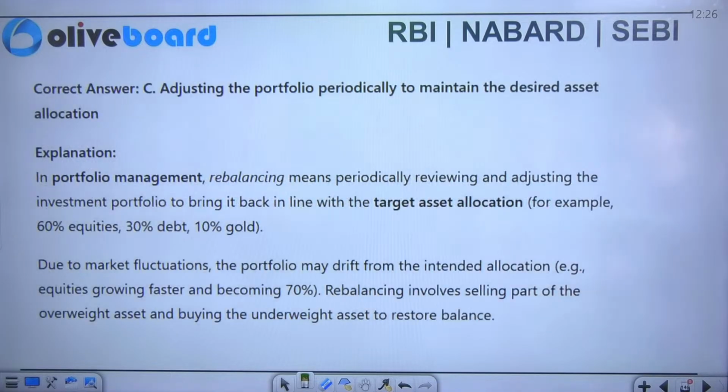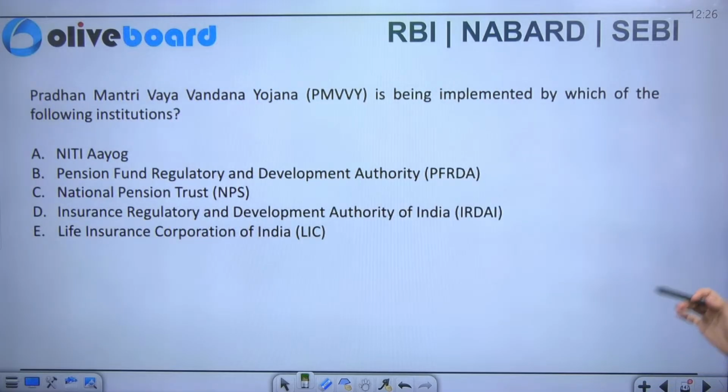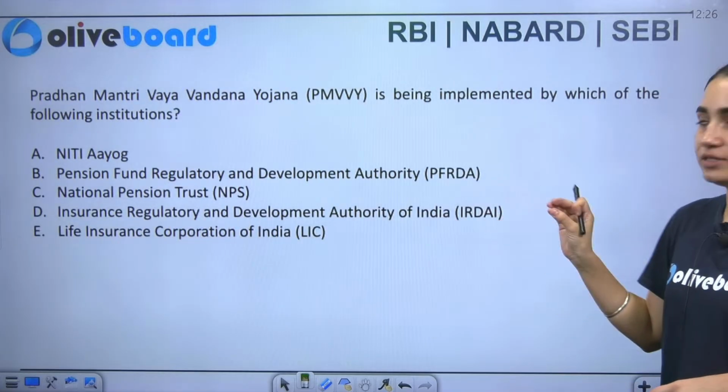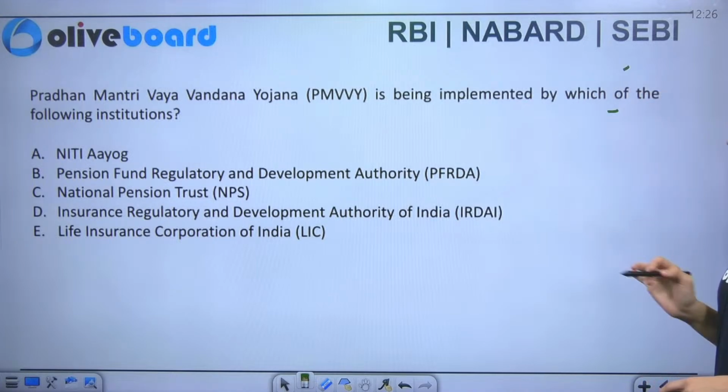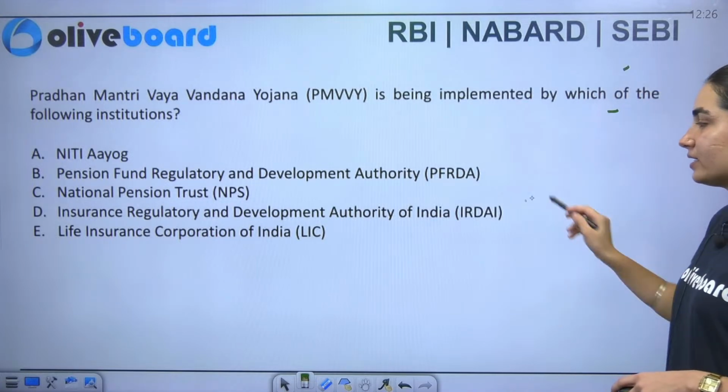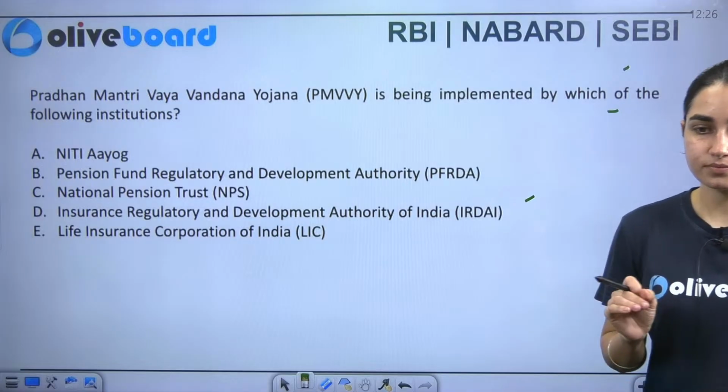Alright, so the correct answer is C only. Here is a proper explanation of it, so you can just go through it. Next question says, Pradhan Mantri Vaya Vandana Yojana is being implemented by which of the following institutions? Is it NITI Aayog, PFRDA, NPS, IRDAI, or LIC?